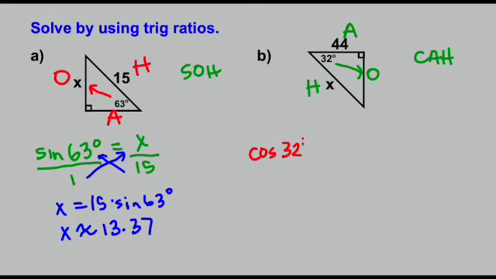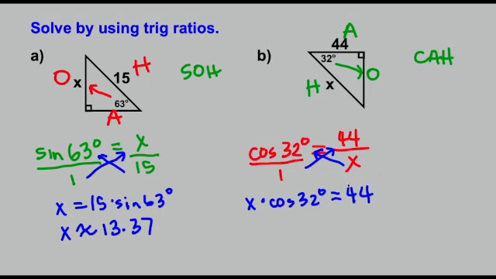So we're going to write out cosine 32 degrees equals, and we put the adjacent on top, so that would be 44. And then the bottom is going to be x. I'm going to make this a fraction, so over 1. At this point, we're going to cross multiply. X times cosine 32. We don't really know what cosine 32 degrees is, but I'm sure it's something. And then if we go this way, it's going to be 44.